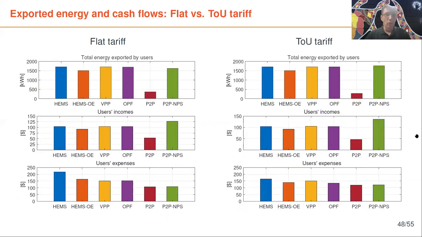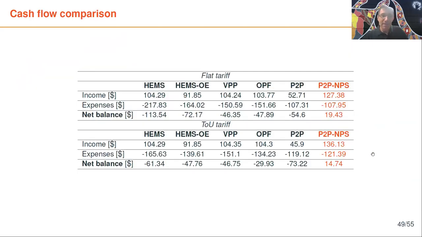Now, finally, some economic conclusions. Here I have total energy exported by users for flat and time of use tariffs. One thing to note is that peer-to-peer trading significantly limits the amount of power users can export in the network. And this stems from the fact that you are only allowed to sell power into the grid if you find a buyer, which doesn't always happen, which quite limits the amount of power you can export.